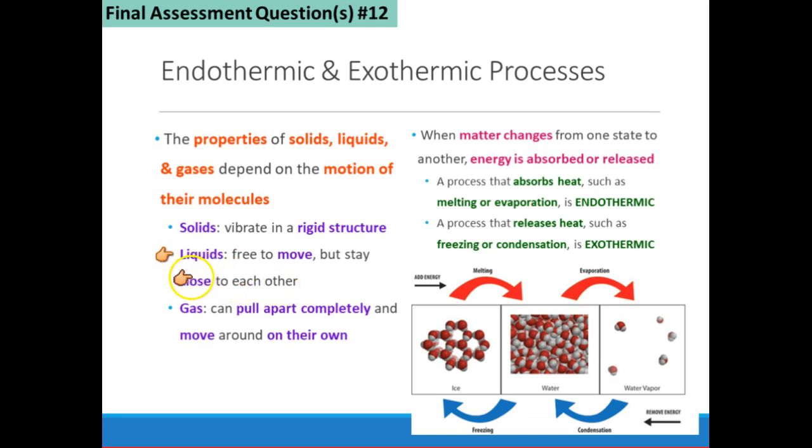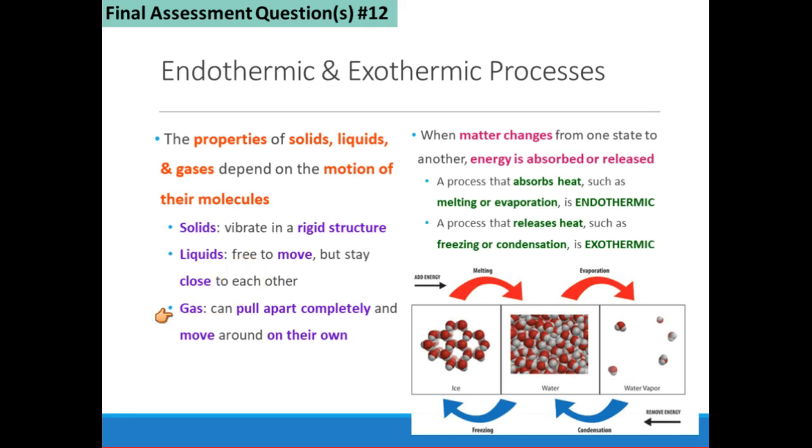Liquids, on the other hand, those molecules are free to move. But they still can't move that fast. So they stay close to each other, which is why they're able to move around each other, which is why you can pour a liquid, but the liquid doesn't float away, right? Because those molecules have to stay somewhat close to each other. Gases, on the other hand, will float away because those molecules can pull apart completely and move around and separate from each other, move around on their own.